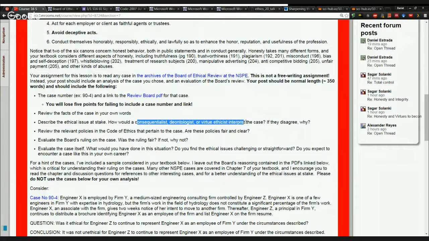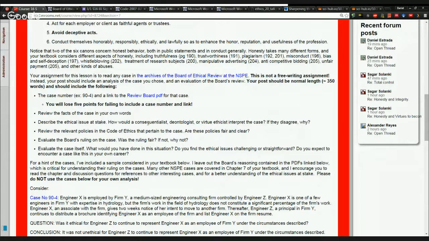It's not always the case that these different theories will say something different about each one of these cases, but some of that analysis might be interesting. If the different theories disagree about the case, that might also be interesting. And then I want you to also talk about the ethical codes underlying the case, why you think those codes are important, how this case is an example of a violation of those codes, and whether you think these policies are fair and clear, whether you think that this is an ambiguous case. If you were in the same situation, would you see that there was an ethical violation or an ethical dilemma here?